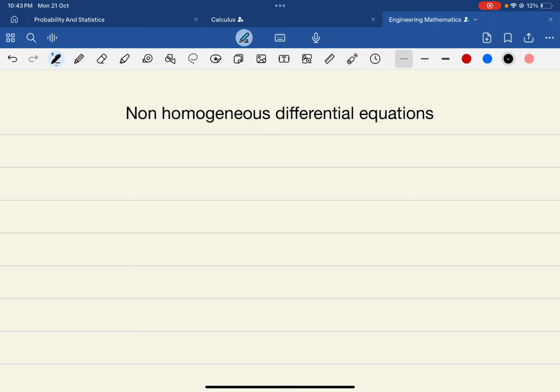Now we are entering into the non-homogeneous differential equations. How do we solve a non-homogeneous differential equation, and what is the general solution? In the previous lecture, I explained that the general solution is given by the complementary function plus the particular integral. Now our job is to find the particular integral of these non-homogeneous equations.